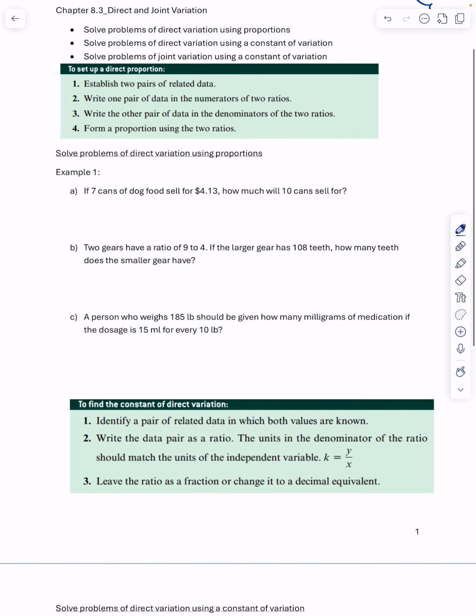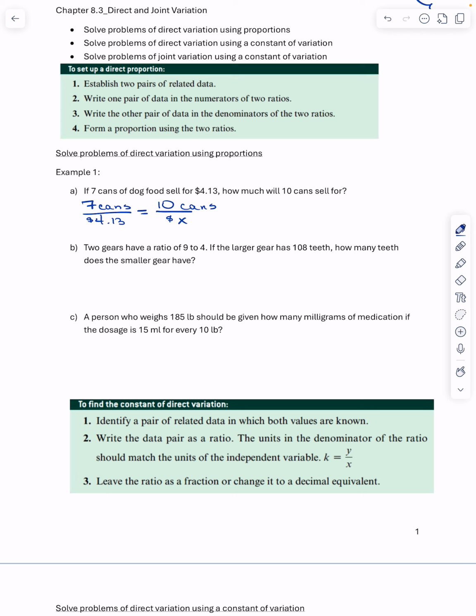So let's take a look at example 1. We love the application problems. I'm just going to go with how it reads. So I have 7 cans of dog food, costs $4.13. That's going to equal my other proportion. 10 cans has to go in the numerator because the 7 cans is also in the numerator. I'm solving for X dollars.